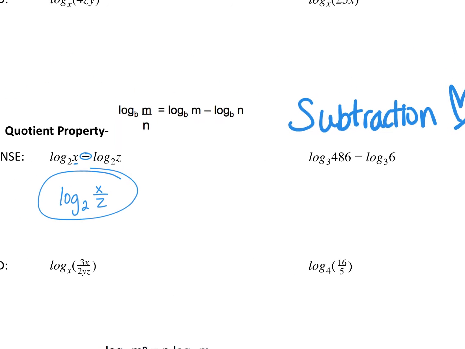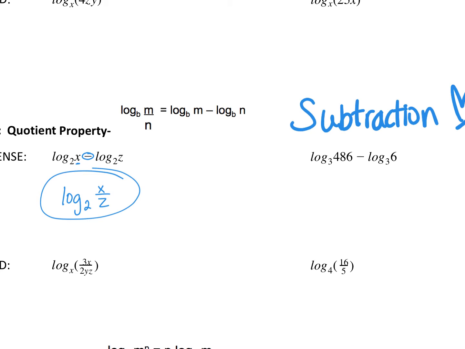Go back. Sorry. The 2 is the base. You keep the base. I got it. Do we have to simplify fractions? Yep, you do. Just log with the small number 3, base number 3. Take 486 divided by 6. Which is? 81. 486 divided by 6 is 81.